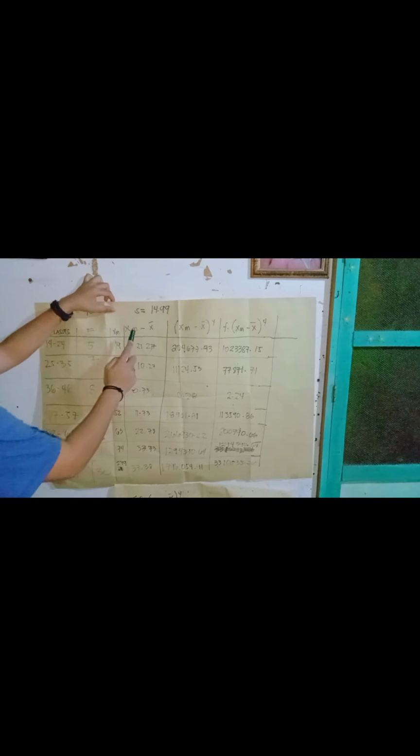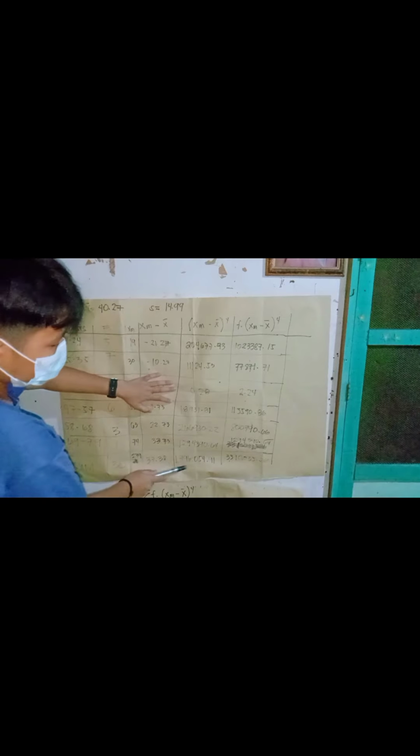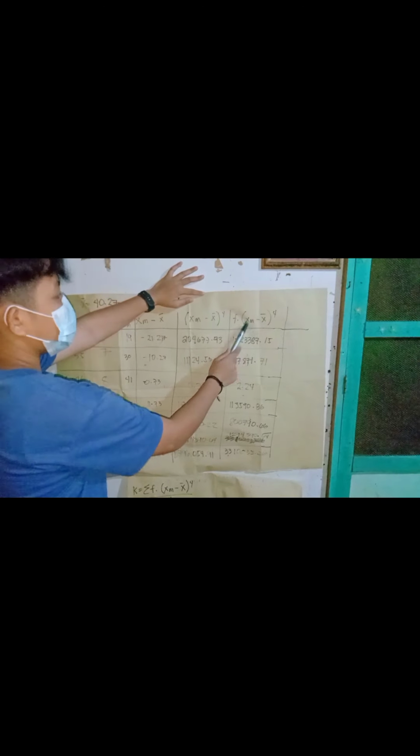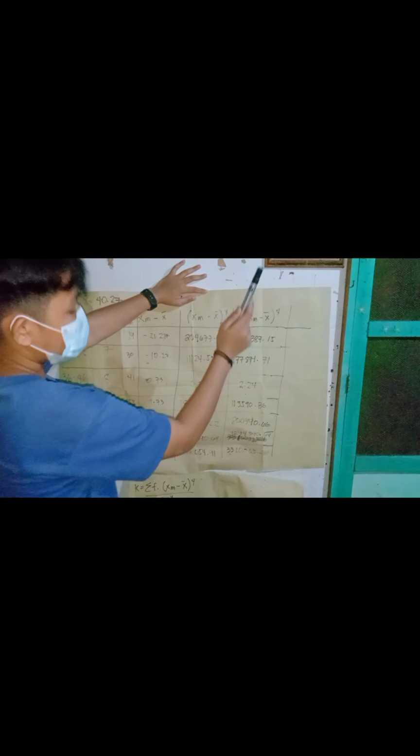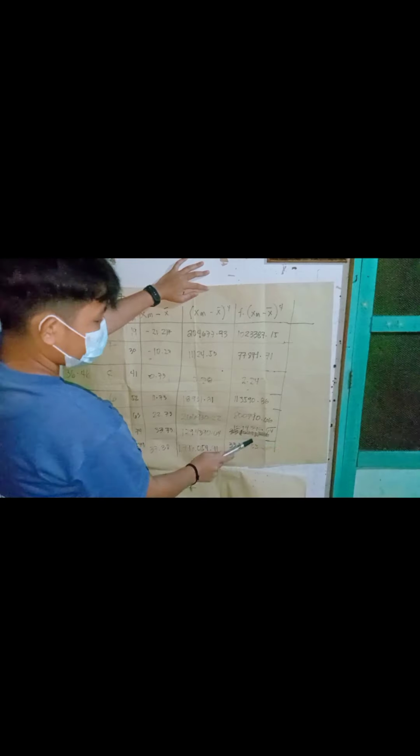The total of class mark minus mean is equal to 37.83. So, here, class mark minus mean raised to the power of 4 is equal to 1,796,054.91. The frequency times class mark minus mean raised to the power of 4 is equal to 3,310,033.26.